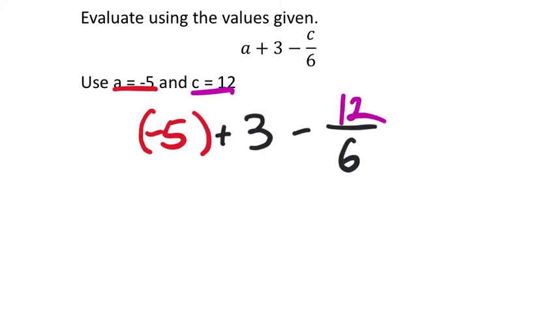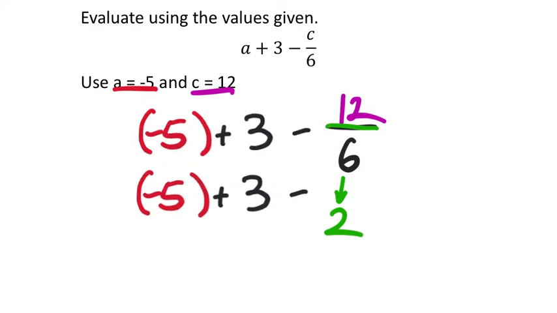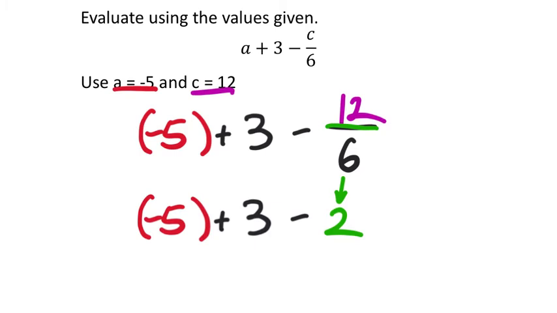Now you may look at this one and be like, well, there's no parentheses, but remember, when you see fraction lines like this, we do treat this as parentheses. So I'm going to do this division first. That's 12 divided by 6, which comes out to 2. Okay, so now I have negative 5 plus 3 minus 2.